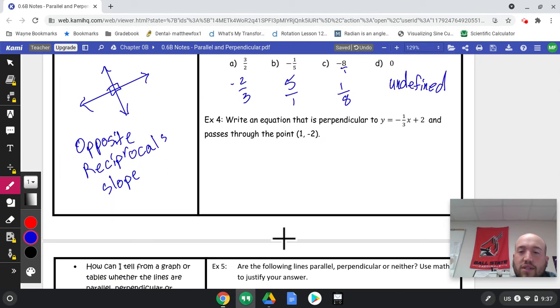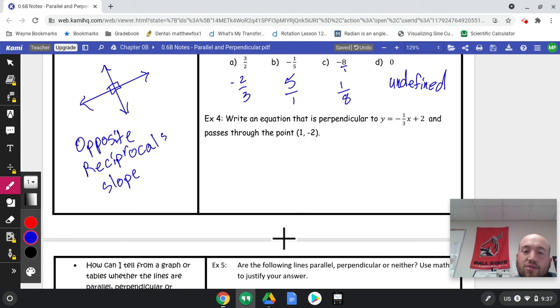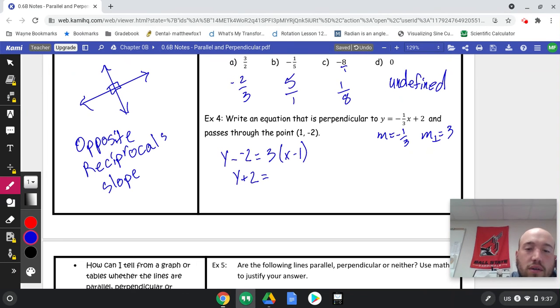It says write an equation that is perpendicular to this and passes through the point 1, negative 2. So we know the original slope was negative 1/3. So if it's perpendicular, the perpendicular slope is going to be the opposite reciprocal. It'll just be 3. Then we'll do y minus negative 2 equals 3 times x minus 1. Y plus 2 equals 3x minus 3. We'll subtract the 2. Y equals 3x minus 5. And we are done.